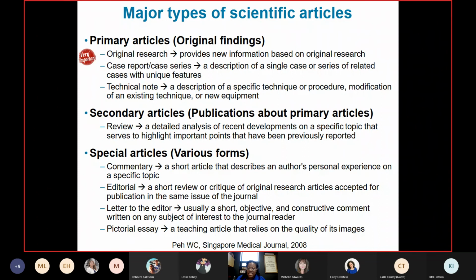We also have letters to the editor. This is a very short, objective, constructive comment, and this can be about any subject of interest in this lung cancer journal. And then finally, we have pictorial essays. These are more teaching articles, and they rely a lot on high quality images to help explain what's happening with the disease. So I just want you to keep in mind that of the primary articles, secondary articles, and special articles, the one that we're going to focus on today is the primary one, the original research. It is actually what most of you would see at a research conference, or if you did a Google search.